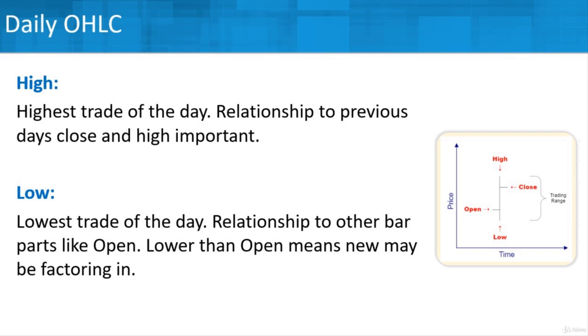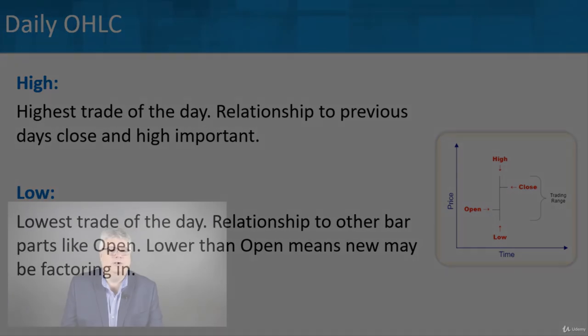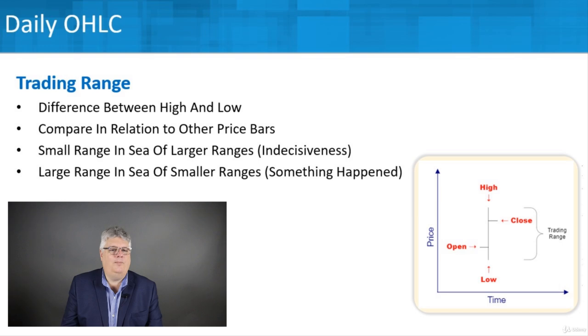So the price bar can tell you quite a bit, and that trading range can tell you quite a bit too. How big is the difference between that high and low? Is it a really short difference between the high and low, or is it a really long vertical line going up, and there's a wide range of prices that things are being sold at? So you want to compare that in relation to other price bars that are preceding it.